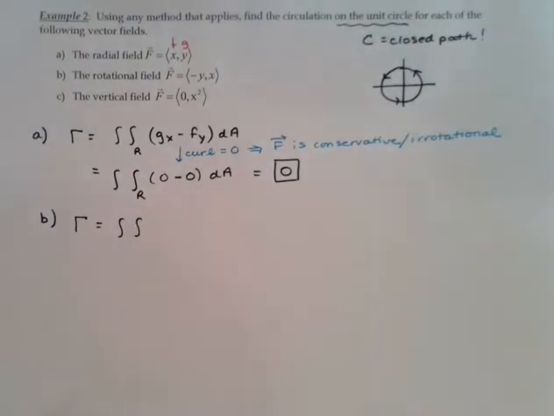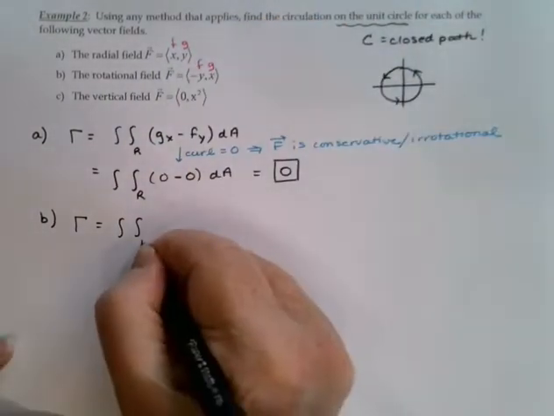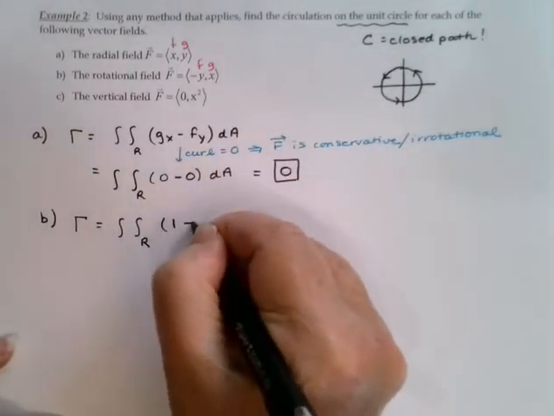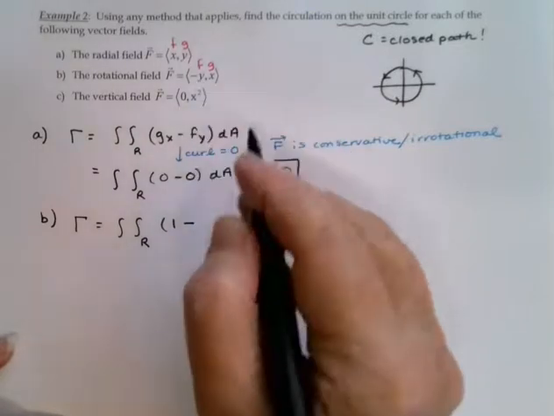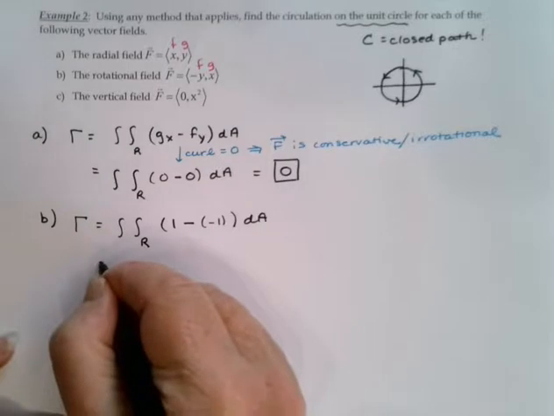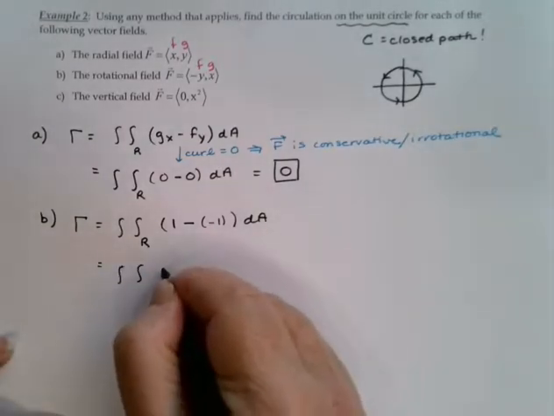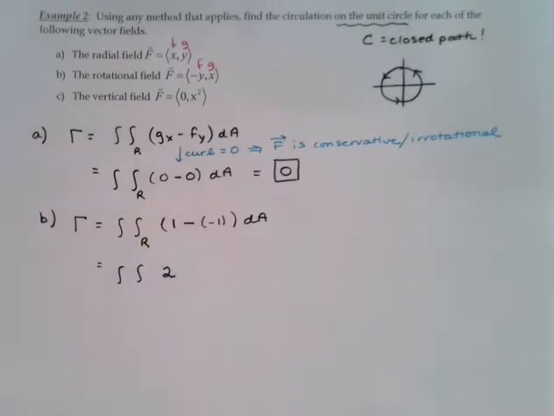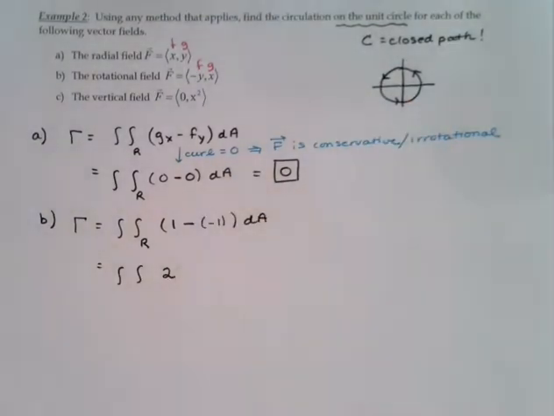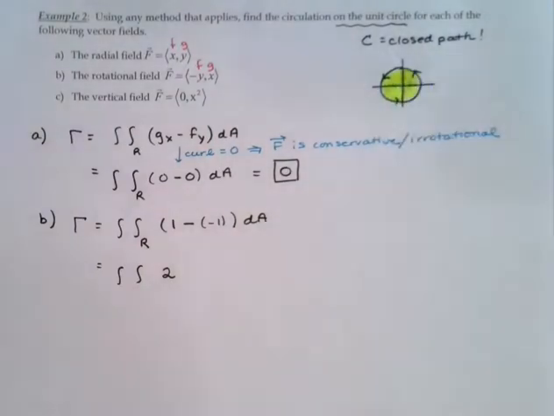All right, so let's see. We've got a new f and g here. So g sub x is 1 minus f sub y would be negative 1. So I actually end up with the double integral of just the constant 2. Now I'm going to notice that since the circle is my region R, right? R is just the interior of my path, so there's R.